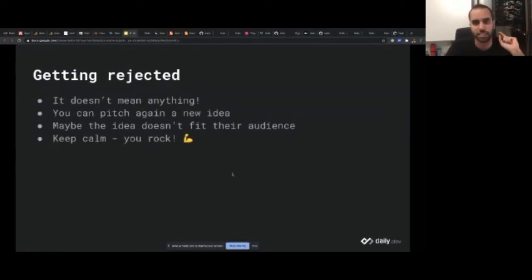This is the hardest part of sending your content or pitching to a big publisher. I got rejected many times, and it didn't stop me from keeping on and sending new content to other publishers. So the fact that you got rejected doesn't mean anything, and it doesn't reflect anything about you as a person or as a professional, because it can be for many reasons.